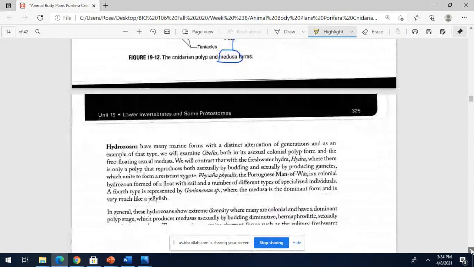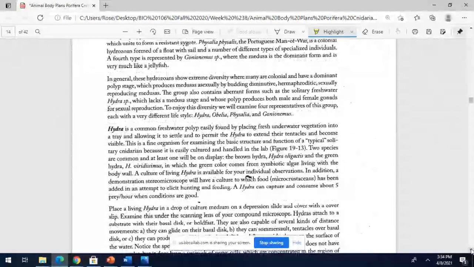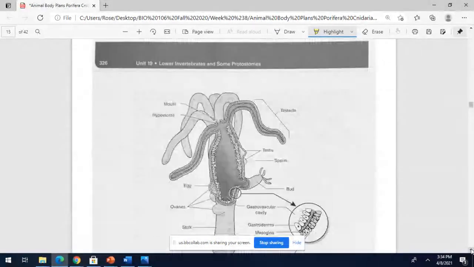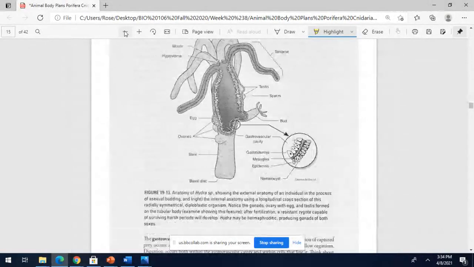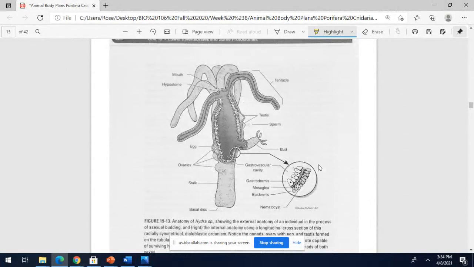Okay, so I wanted to show you this too. Where is it, hydra? Okay, so I just wanted to show you guys that it has both sexes. So it is hermaphroditic, or it could be separate, dioecious too. But see the ovaries, right? So that makes it having both sexual organs for male and female gonads.